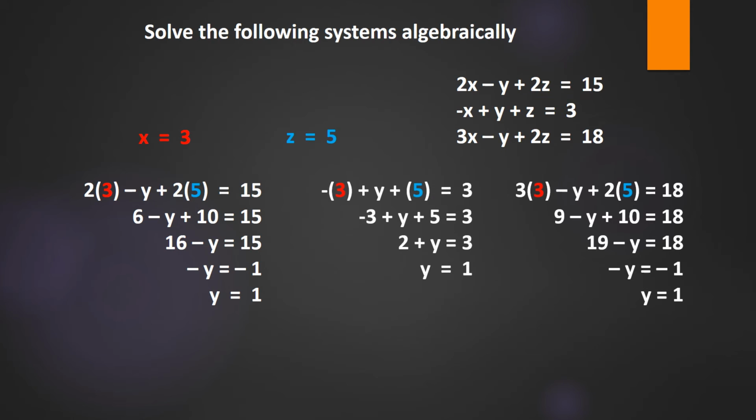Notice I could have used either the second or the third equation to get the value of y. They all give me the same result. Y is equal to 1. So the solution to this system is (3, 1, 5), a consistent and independent system. If you have any questions, please write them down in your notes so we can discuss them in class.